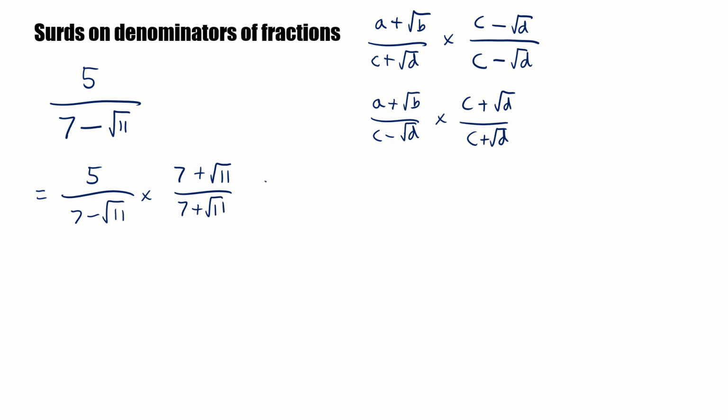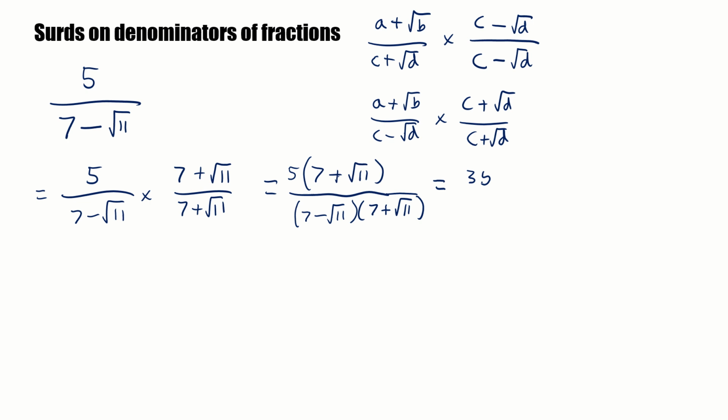What you've got to do after that is be very careful multiplying out. You should do it by multiplying out brackets. So we'd have what I've already written on the top, and then on the bottom we'd have this. And then we have to properly multiply the brackets on the top and on the bottom. So on the top, 7 times 5 is 35, and then plus 5 times root 11, which is 5 root 11.